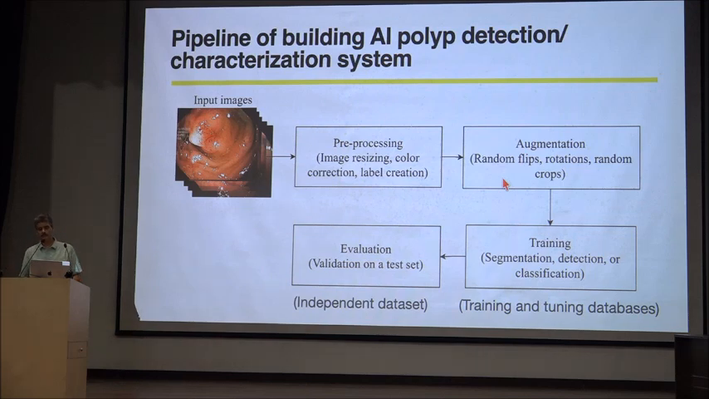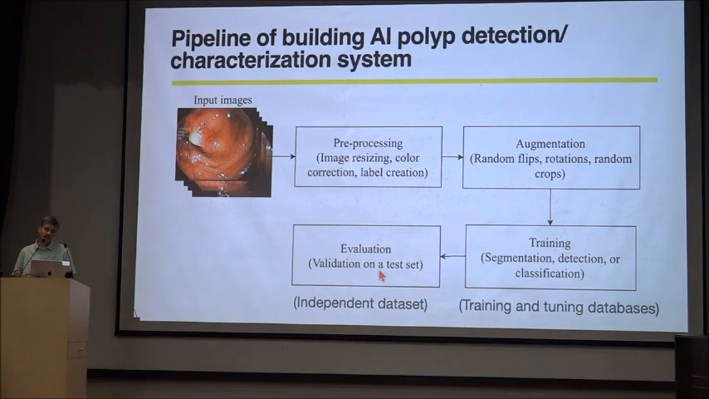Then we train the model, and for training we do something called segmentation, detection and classification, and then there is something called a training set on which the algorithm is trained, and a tuning set on which it fine tunes, and then we evaluate. This is called validation, and it should usually be done on an independent data set, and the purpose of validation is to avoid overfitting.